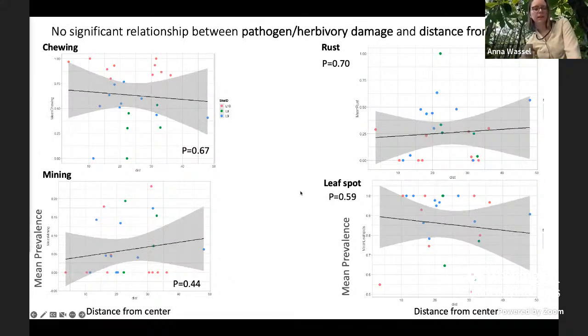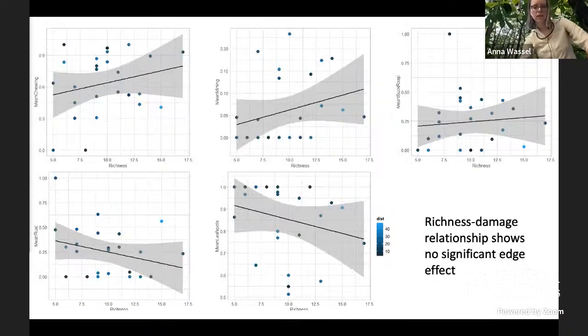Yeah, and there is similarly not a significant relationship between the pathogen herbivory damage and the distance from center. In similarly non-significant results, the richness damage relationship doesn't show a significant edge.